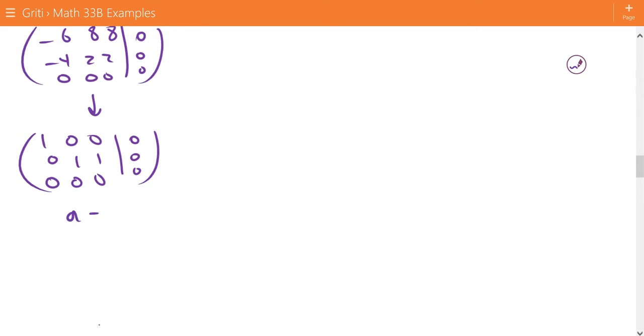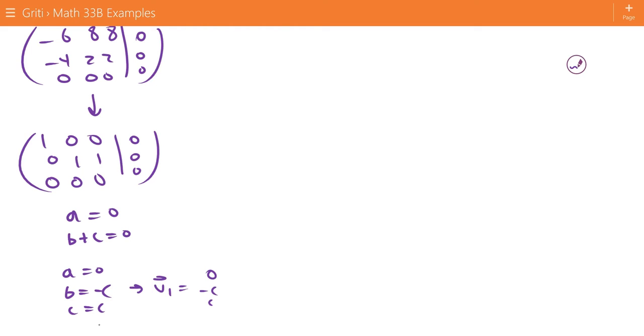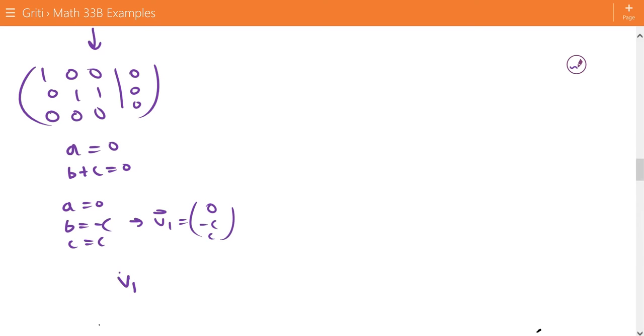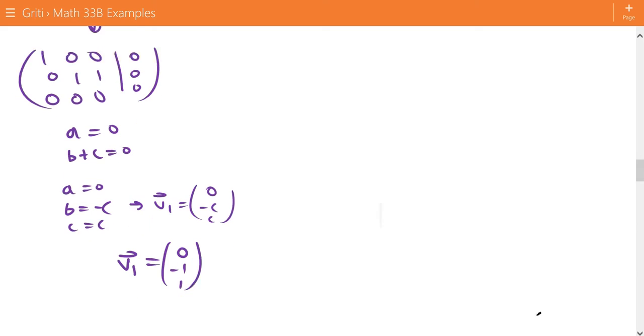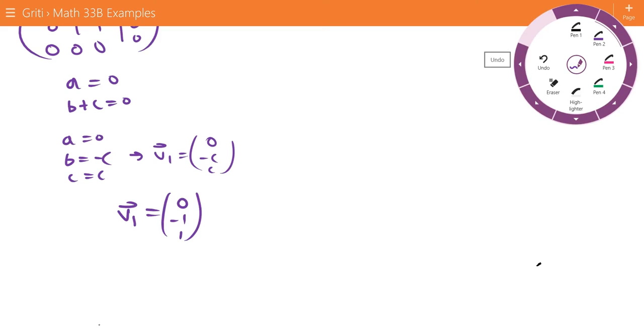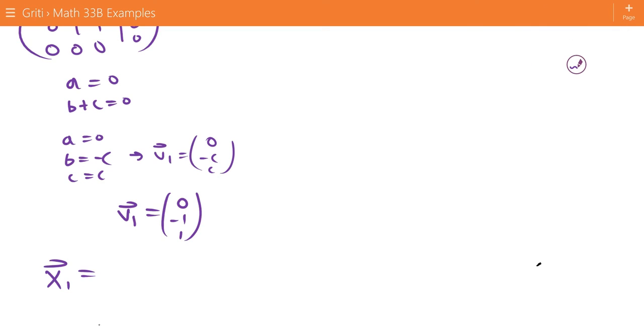And this tells us that a equals 0, and then b plus c equals 0. So a equals 0, b equals negative c, and c equals c. That means v1 equals 0, negative c, c. If we let c equal 1, then we get v1 equals 0, negative 1, 1. And that gives us our first solution. This is going to be called x1, e to the 2t times 0, negative 1, 1.